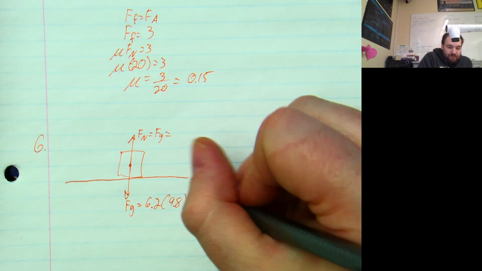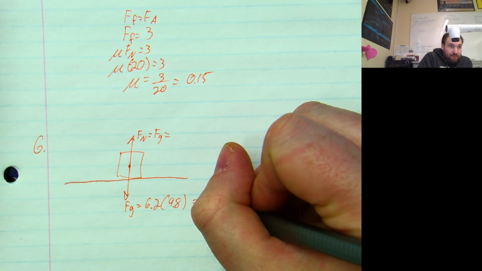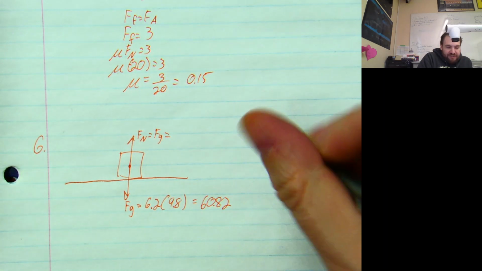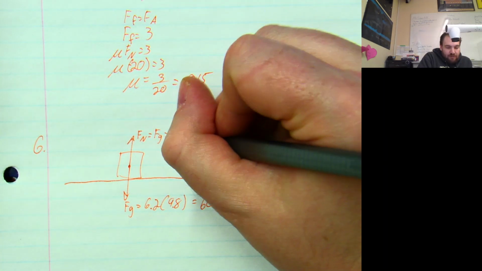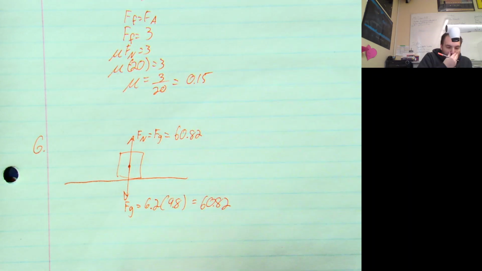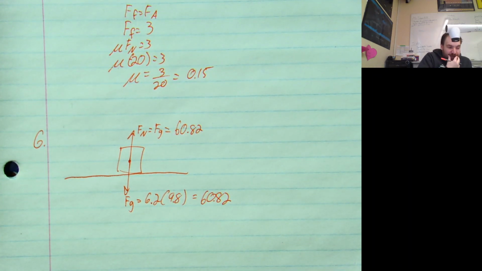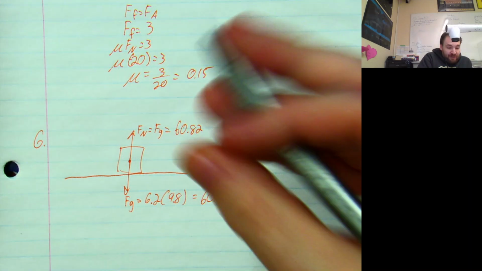60.82? Okay. I'm going to go with the majority here, 60.82. Okay, so there's my Fg and my Fn. We're told that the object is being pulled by an applied force of 22 newtons.